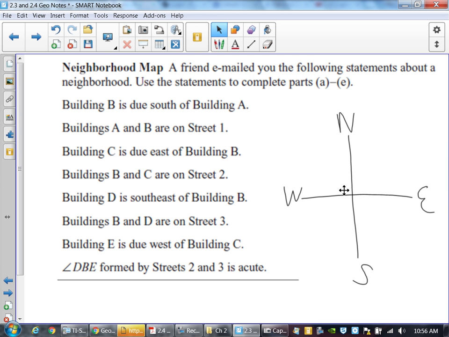Yes. Okay. And then it says next, buildings A and B are on street number 1. So I just make a street, and I label it street number 1. Okay. Building C is due east of building B. So on what side of B do you put building C? On the right side. On the right side, good. It says that B and C are on street number 2. And I label it.